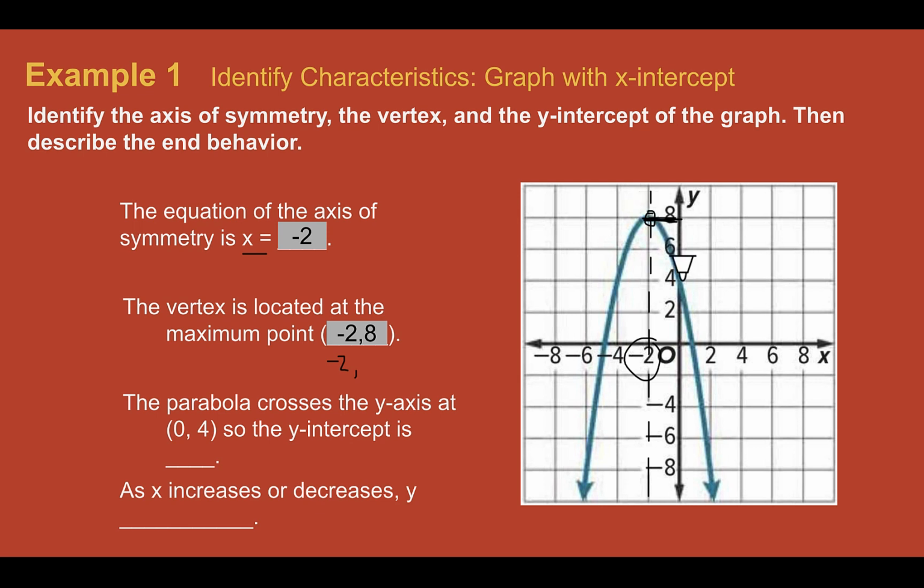For the y-intercept, that is the same type of y-intercept that we've seen in other functions. So where does it cross the y-axis? It crosses at (0, 4). So we would just say the y-intercept is at 4. And then because here we had a maximum, meaning a is less than 0, our end behavior is going downward both times. So as x increases or decreases, y is decreasing.